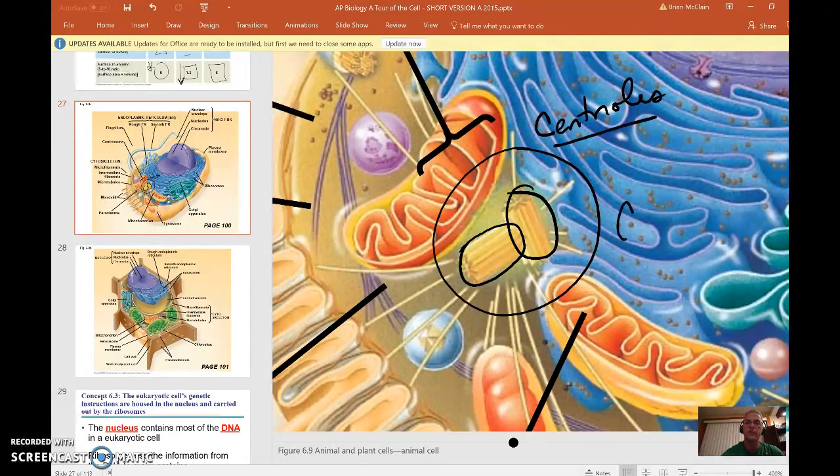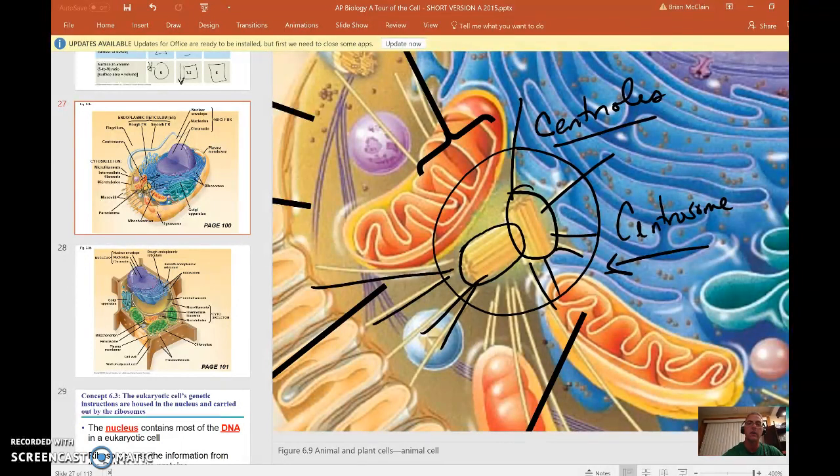Okay, so centrosome is this whole region, but inside the centrosome we have centrioles, and you can see coming out of the centrioles we have microtubules. So those microtubules in this picture are anchoring and serving as a support structure.